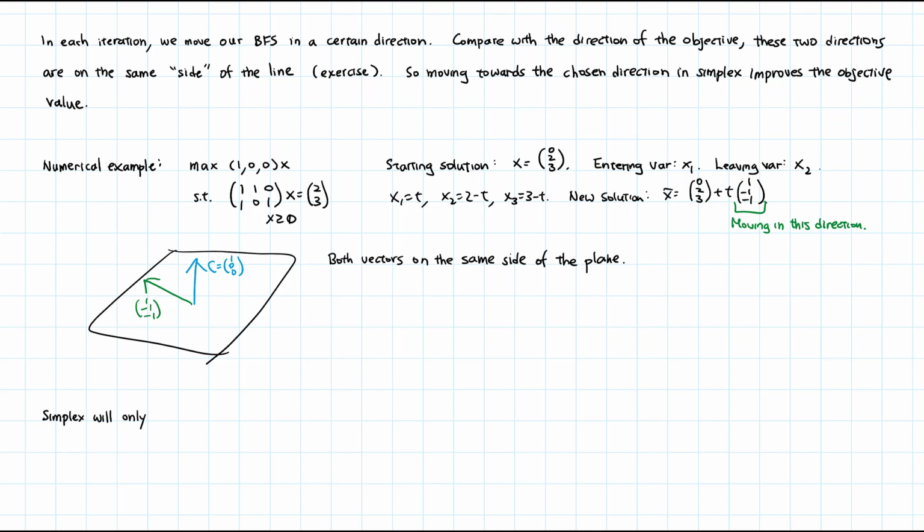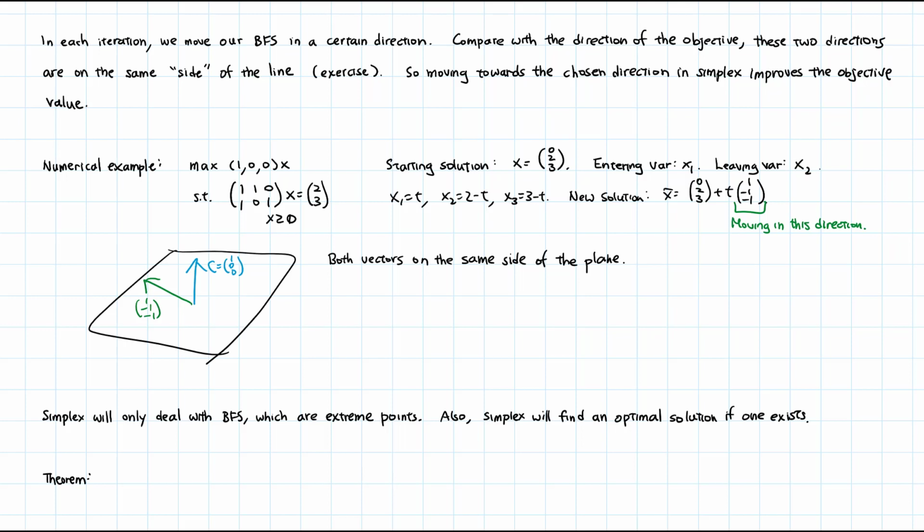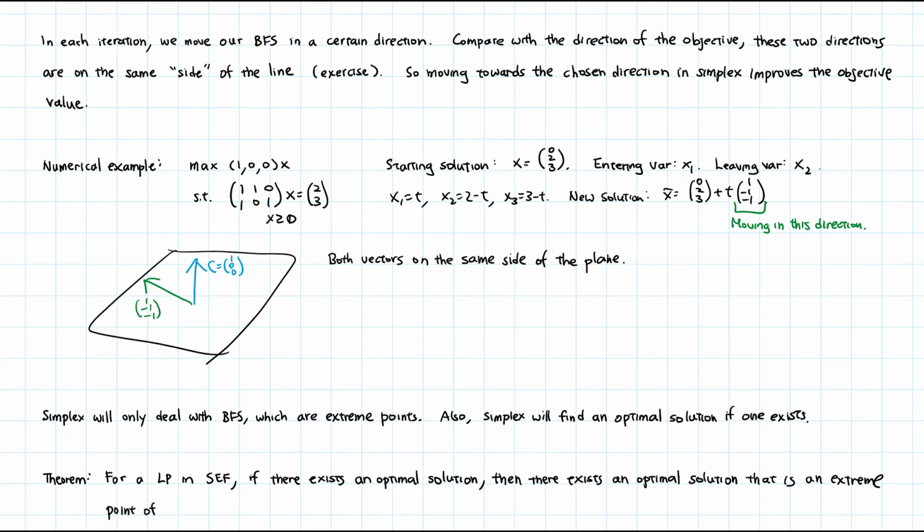Now simplex will only deal with basic feasible solutions, which are extreme points. And also, simplex will find an optimal solution if one exists. So combining these two facts, we can come up with this theorem. For a linear program in standard equality form, if there exists an optimal solution, then there exists an optimal solution that is an extreme point of the feasible region.